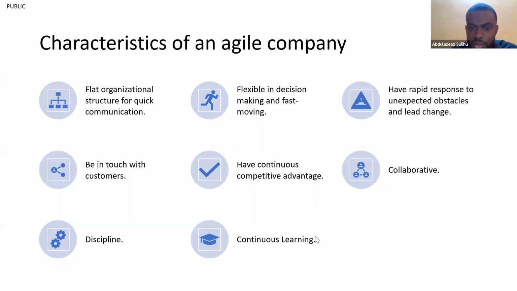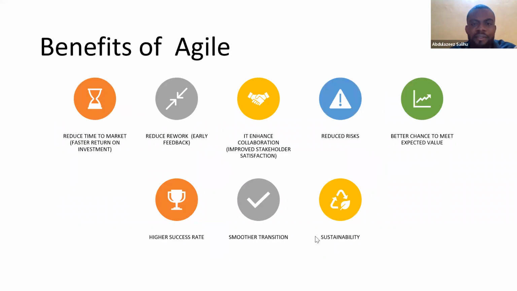So let's move forward to see what benefits we gain. When we adopt Agile, we're reducing our time to market. And what does that result in? Faster return on investment. Our business is growing. Our company, our employers are making more money, then there will be reward.